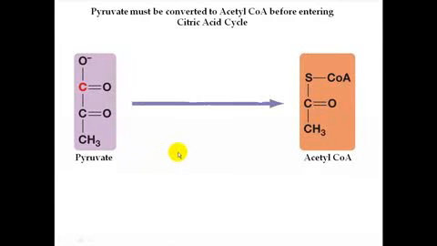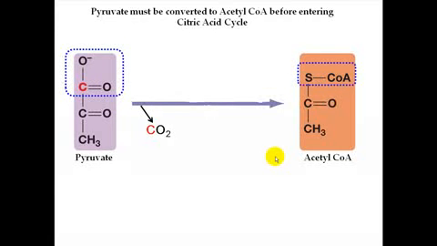And here it is. Basically what occurs during that conversion is that this CO2 portion of the pyruvate ends up being removed. So it ends up leaving. And so again, this is one of the sources of the CO2 that you end up breathing out when you're doing respiration. That CO2 that's removed is replaced by this group, so this sulfur coenzyme A group.